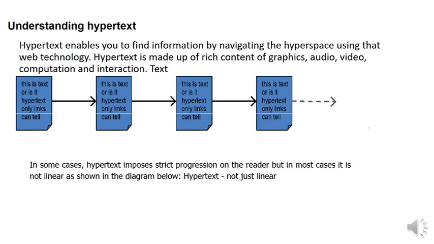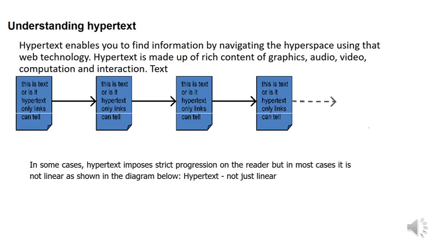Understanding hypertext. Hypertext enables you to find information by navigating the hyperspace using web technology. Hypertext is made up of rich content of graphics, audio, video, computation, and interaction text. Look at this illustrative diagram. Is this text, or is it hypertext? Only links can tell. So just look at it then.